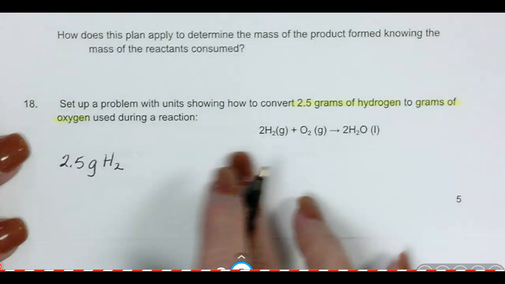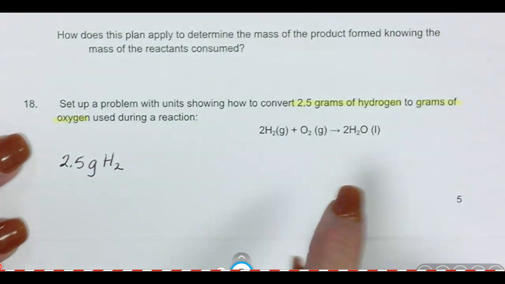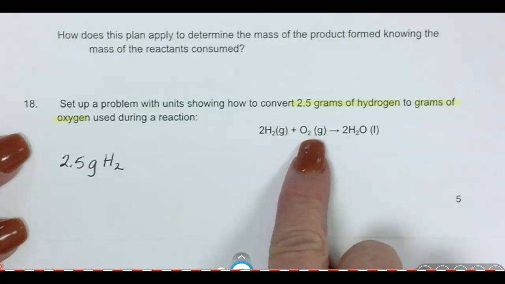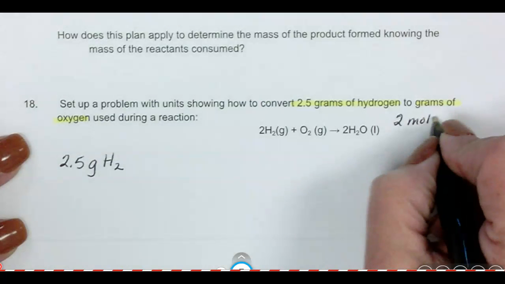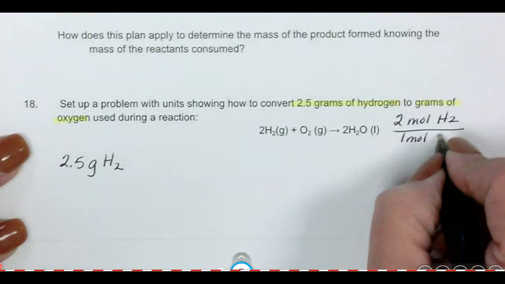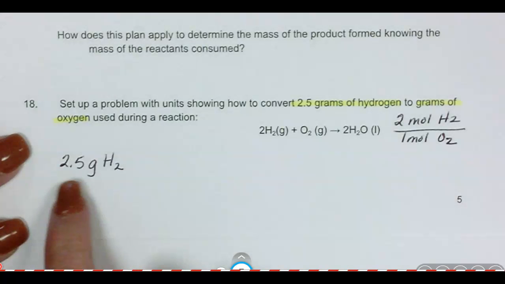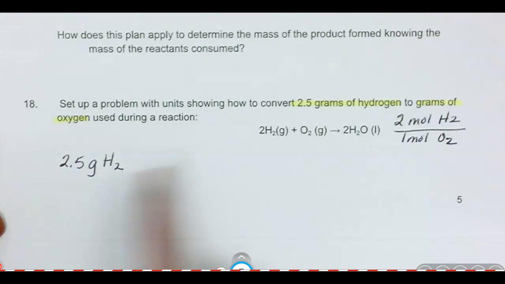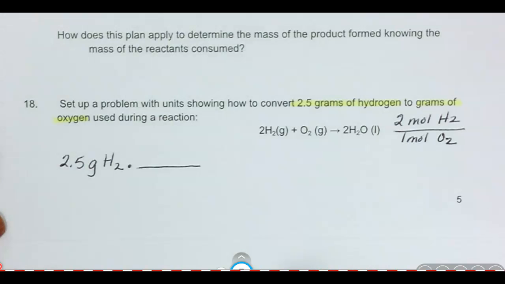Now, when you look at this formula, remember this tells us the mole ratio, not the gram ratio, the mole ratio. So if I'm doing hydrogen to oxygen, then it is 2 moles of hydrogen gas to 1 mole of oxygen gas. So there's my mole ratio that I'm going to be using. So that means that I need to change my grams to moles. So I'm going to need to do a unit conversion on there.